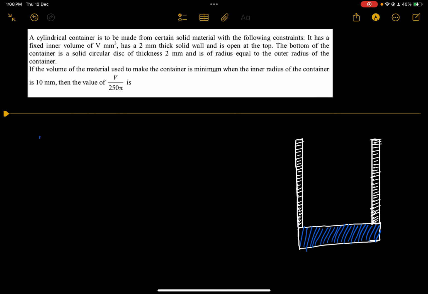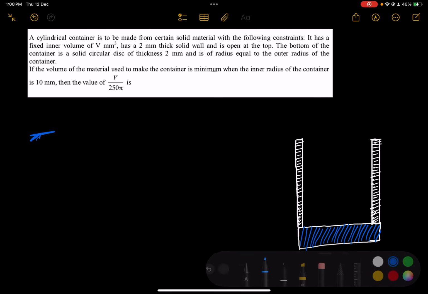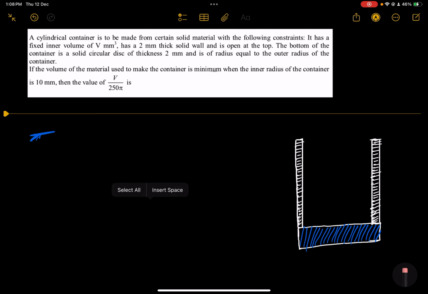A cylindrical container has to be made from a certain solid material with the following constraints. It has a fixed inner volume of V mm cube. Inner volume is given, that is V mm cube, and this is fixed. V is a constant. And it has a 2 mm thick solid wall.